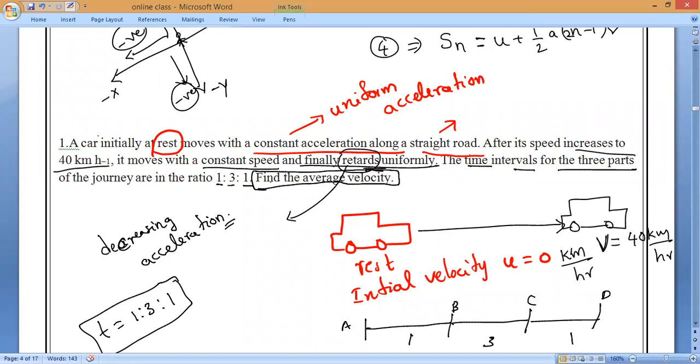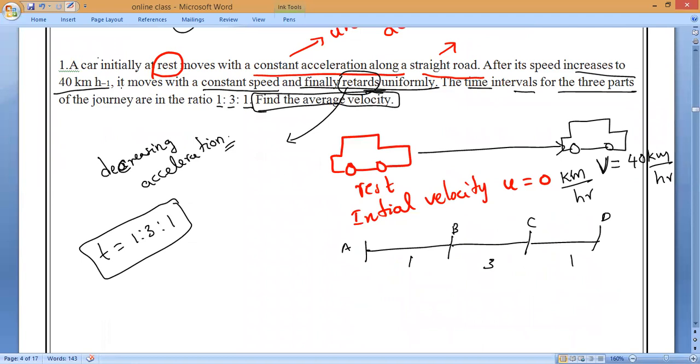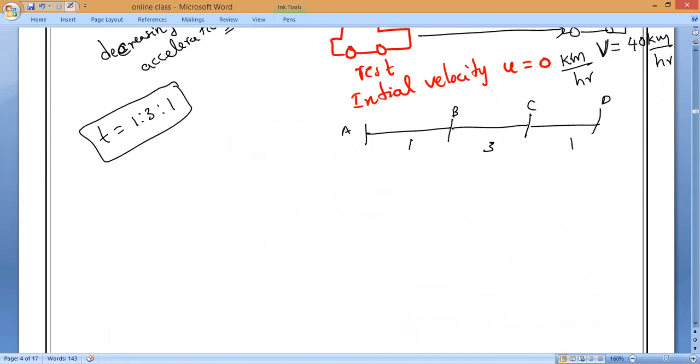Now, first of all, tell me, forget about the decreasing acceleration. When it is increasing speed under uniform acceleration, what is the average velocity formula? Initial velocity plus final velocity divided by 2, sir. Very good. Yesterday we studied a formula for average velocity, where two formulas were correlated.